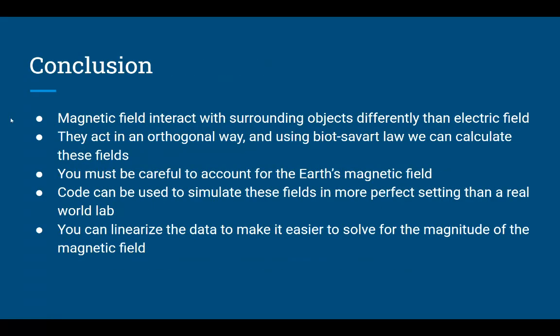So in conclusion, magnetic fields interact with surrounding objects differently than electric fields. They act in an orthogonal way. Using Biot-Savart law, we can calculate these fields. You must be careful to account for the Earth's magnetic field. Code can be used to simulate these fields, and it's a lot more perfect than a real-world lab. And you can linearize the data to make it easier to solve for magnetic fields.